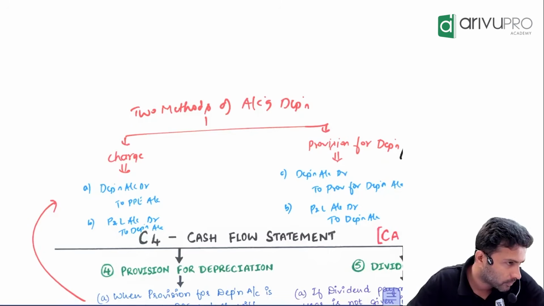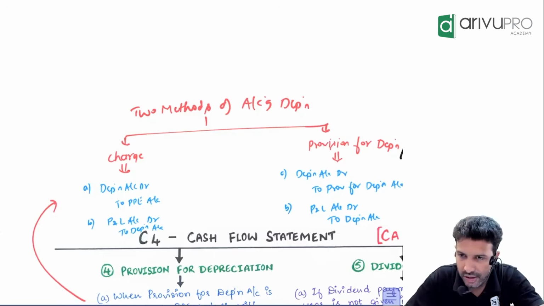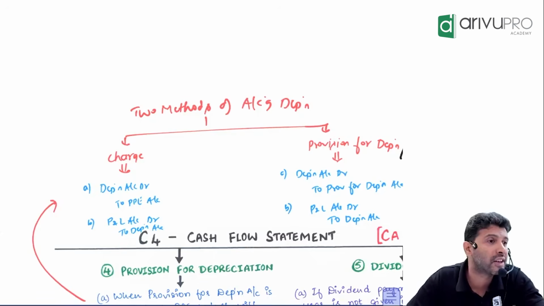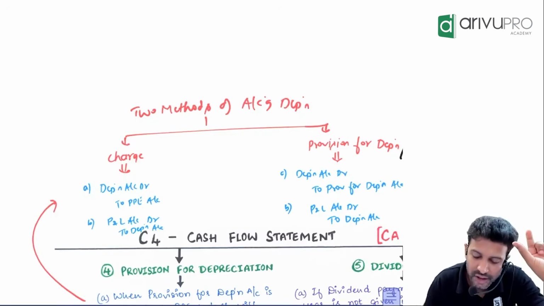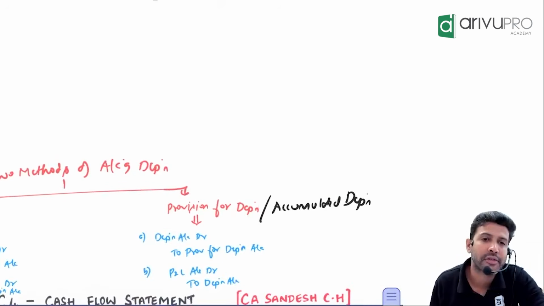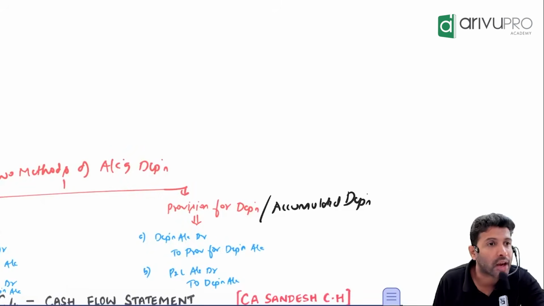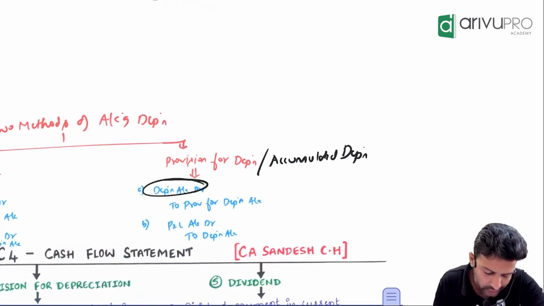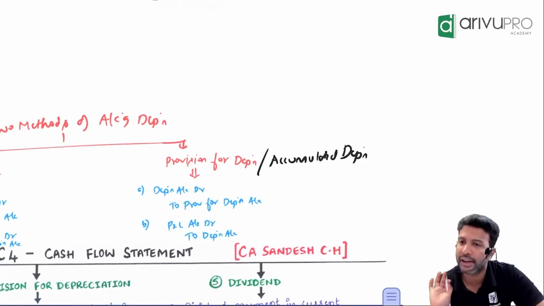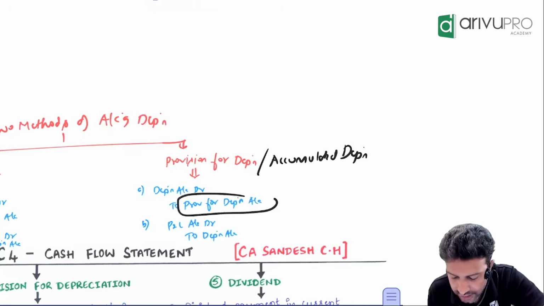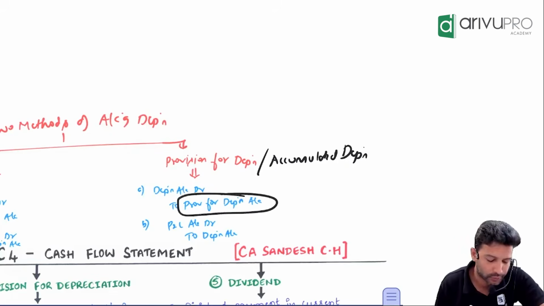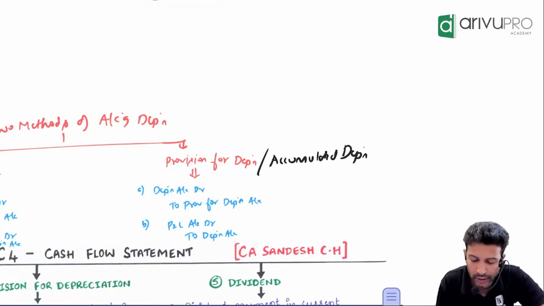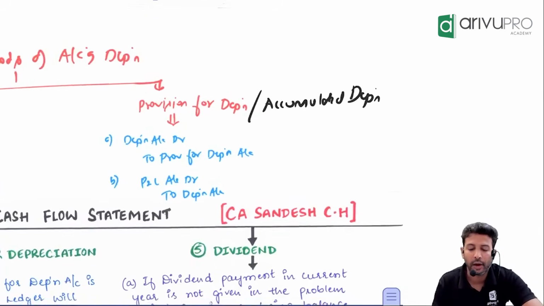There is another method called the provision for depreciation method or accumulated depreciation method. Here what we do is we debit depreciation, but instead of crediting the asset, we park depreciation in one account. We park all depreciation in one account called provision for depreciation. Now tell me the journal entry for depreciation here. Depreciation account debit to provision for depreciation. Depreciation is still an expense, where will that go to? Second entry is instead of crediting the asset, we credit what? Provision for depreciation. If the company is following this, we say the company is following the provision method.